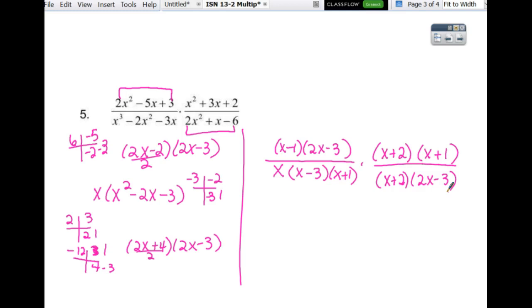So do you see where all the factoring came from? So this is the best part. Let's knock stuff out. Can I cross out the x minus 1? No. This one will go. X plus 2 goes. X plus 1 goes. So it left me with x minus 1 over x times x minus 3.